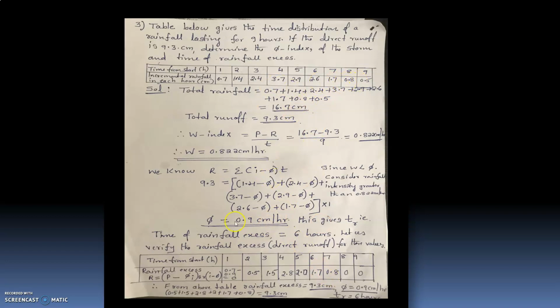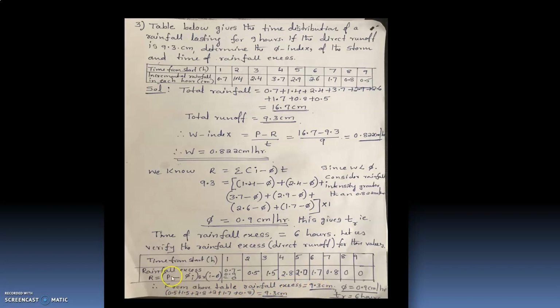Next, 0.8 minus 0.9, again a negative value, that is nothing but equal to 0. Next, the last value also, 0.5 minus 0.9, negative value, so that is also equal to 0. So now we have to consider only the positive values. Okay, so what are those positive values? 0.5. This is 0, we cannot consider. So this is 0.5 plus 1.5 plus 2.8 plus 2 plus 1.7 plus 0.8. When you add this, you will get 9.3 centimeter. So the rainfall excess is 9.3 centimeter.